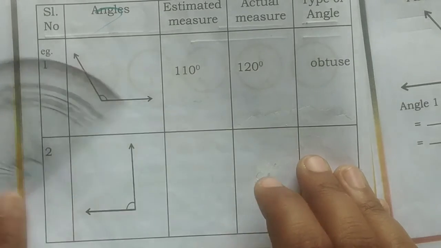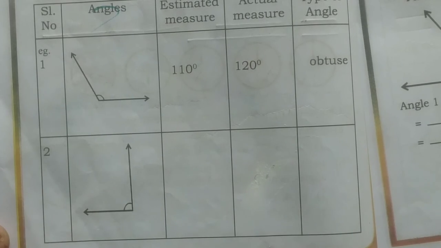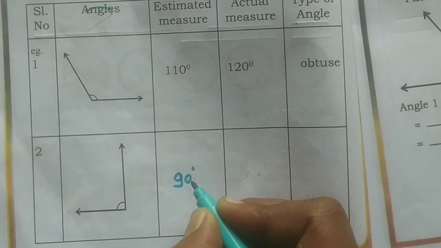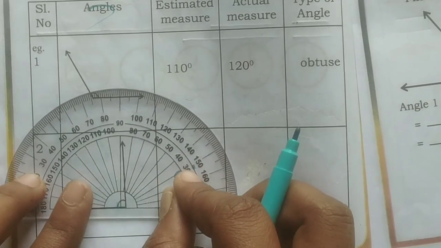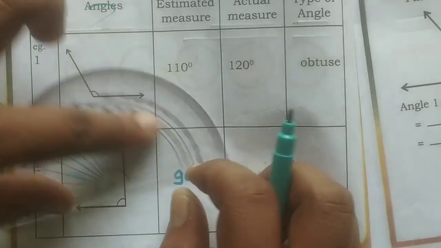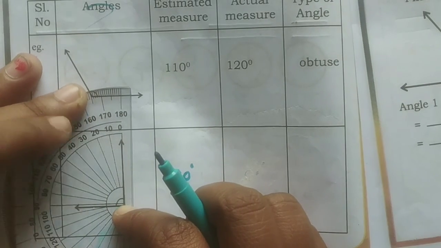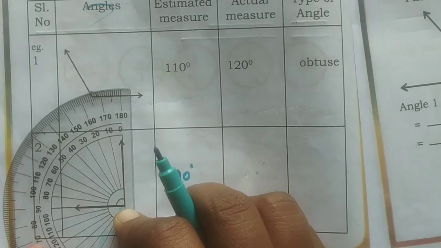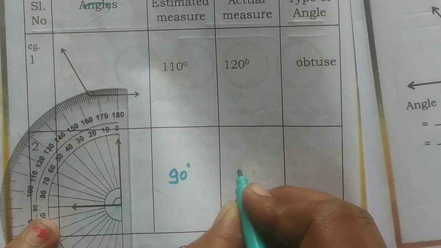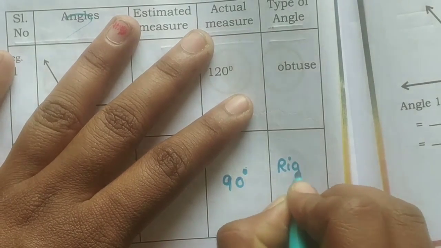estimated measure. So what shape does it look like? It looks like 90 degrees, right? It looks like a 90 degree angle. So we can take the actual measurement. Is the actual measurement also 90 degrees? So 90 degrees belongs to a right angle.